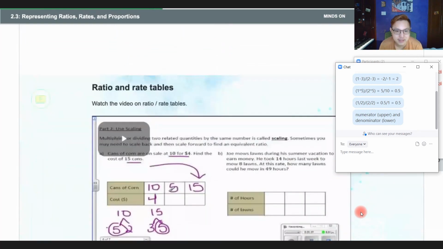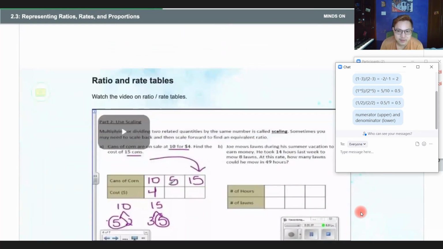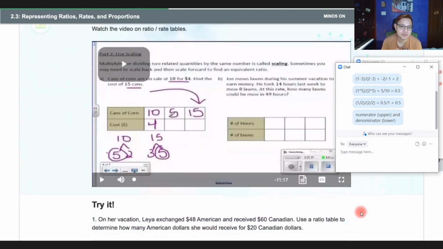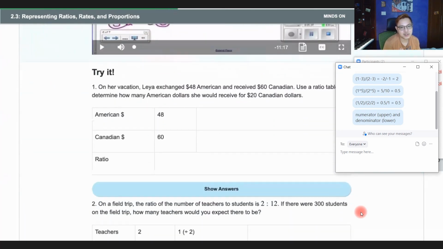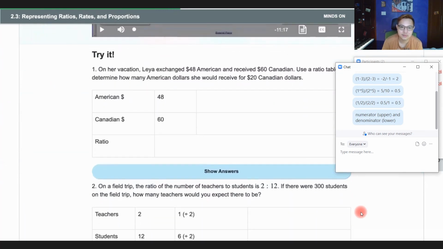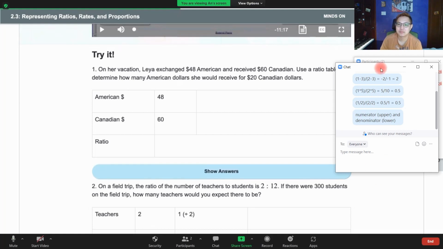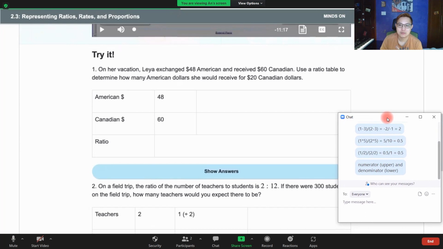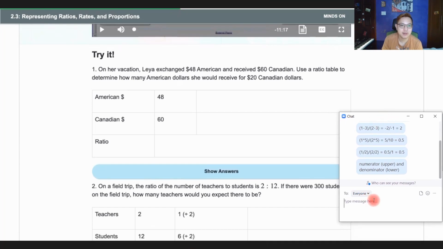Right, ratio and rate table. Did you watch this video before? Yes, I did. Okay, good, then you know exactly what to expect. Now let's try some examples. On her vacation, Leia exchanged 48 American dollars and received $60 Canadian. Use the ratio table to determine how many American dollars you would receive for 20 Canadian dollars.